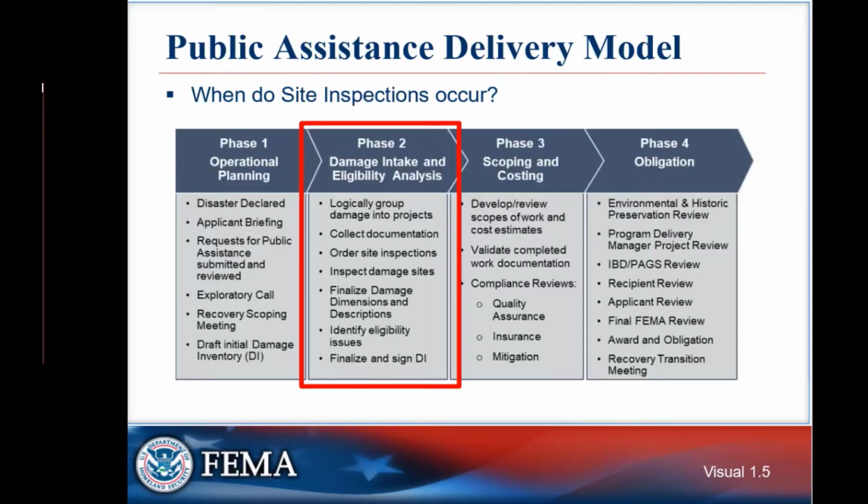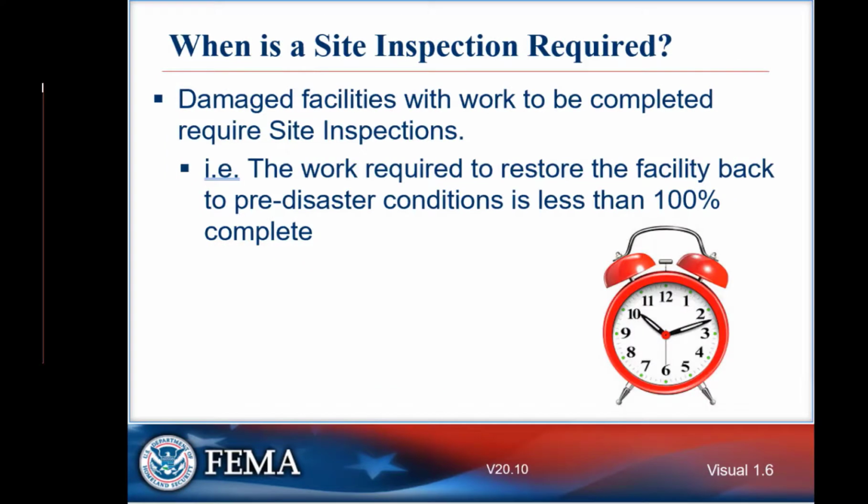As you see, we have a flow chart here on the screen. Within the public assistance delivery model, the site inspection occurs during phase 2, as highlighted. And a number of things happen under phase 2, including that site inspection. Inspection required: when damaged facilities with work to be completed require site inspections. So the work required to restore the facility back to pre-disaster condition is less than 100% complete.